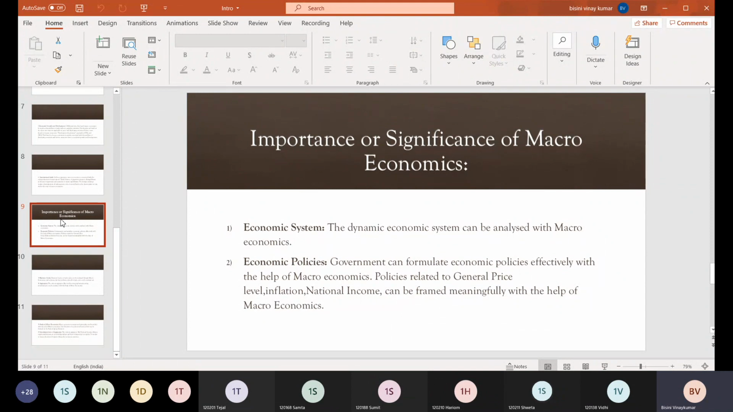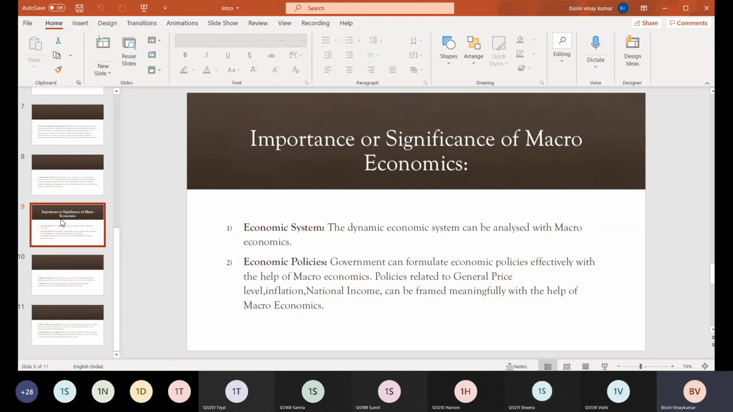Second is economic policies. Government can formulate economic policies effectively with the help of macroeconomics. Policies related to general price level, inflation, national income can be framed meaningfully with the help of macroeconomics. Okay, so all the policies can be framed with the help of macroeconomics.